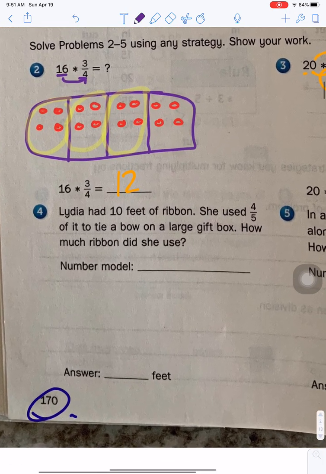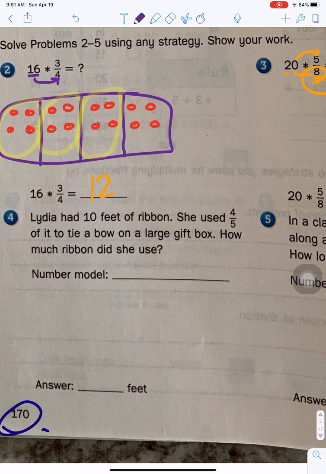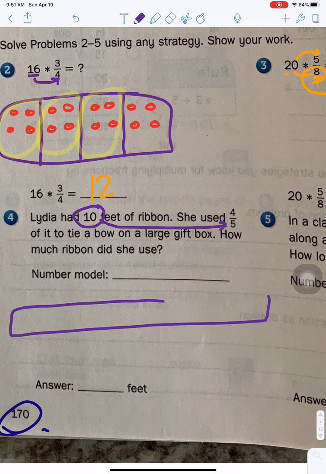For number 4, Liddy had 10 feet of ribbon. She used 4/5 to tie a bow. I'm going to take a look at my whole number to see if it's divisible by my denominator. It is. So I can think to myself, if she had 10 feet of ribbon, we'll just pretend like this is a long piece of ribbon, and she used 4/5 of it, I can divide this into fifths. 1, 2, 3, 4, 5. And so 4/5 of it would be this section, 4 of the 5.